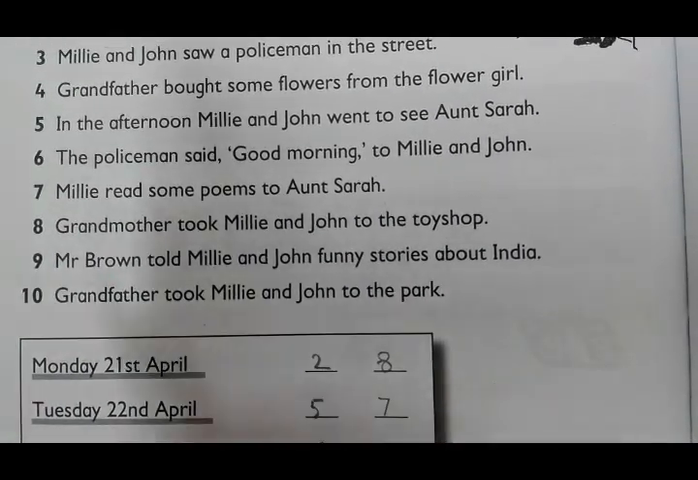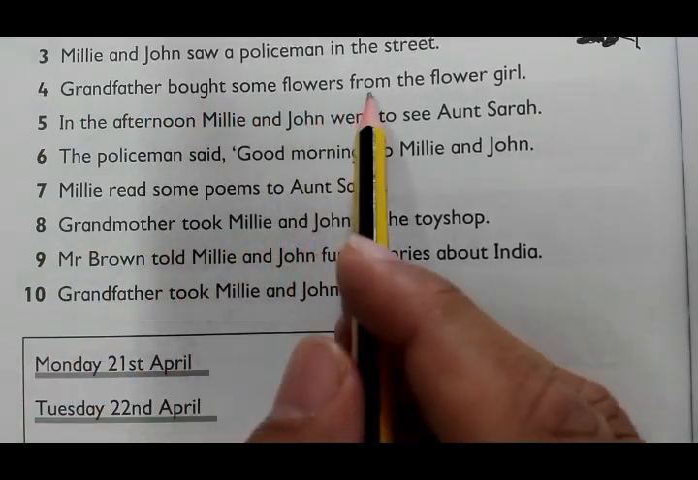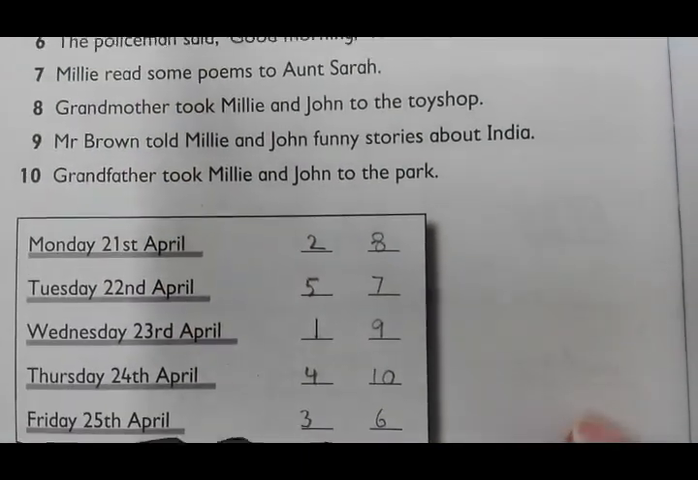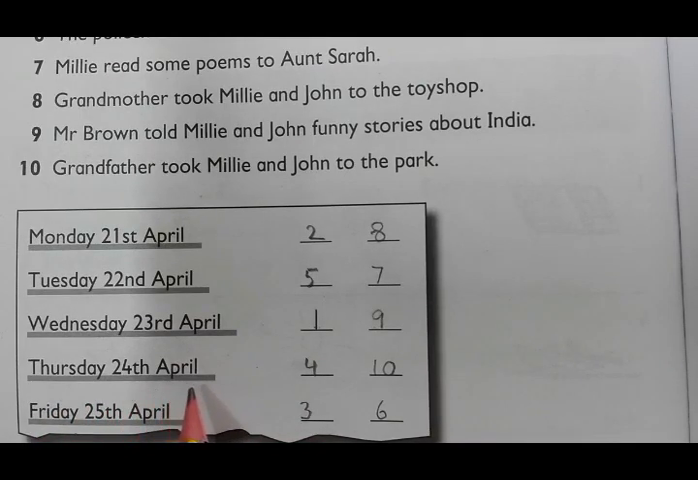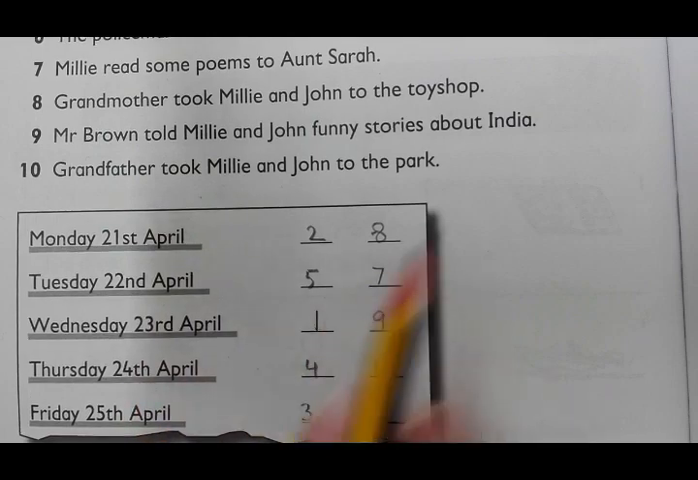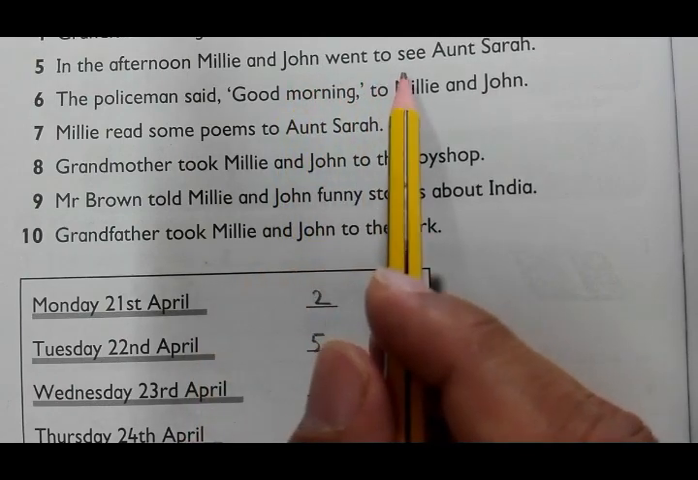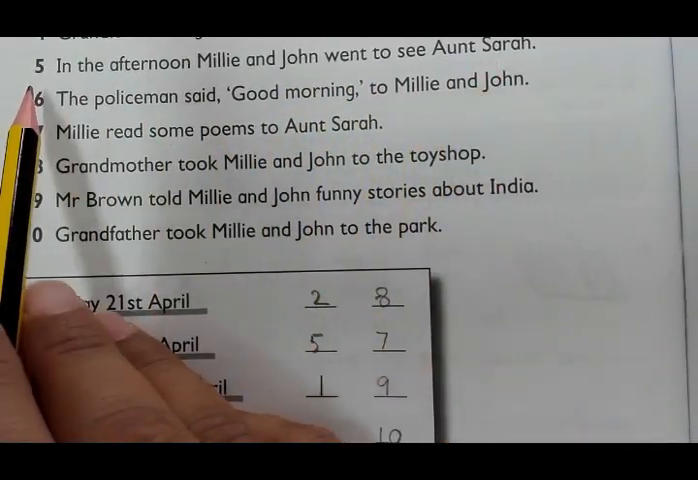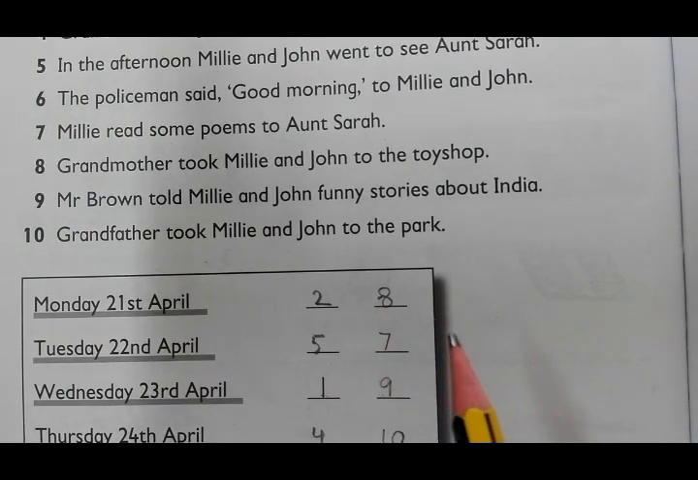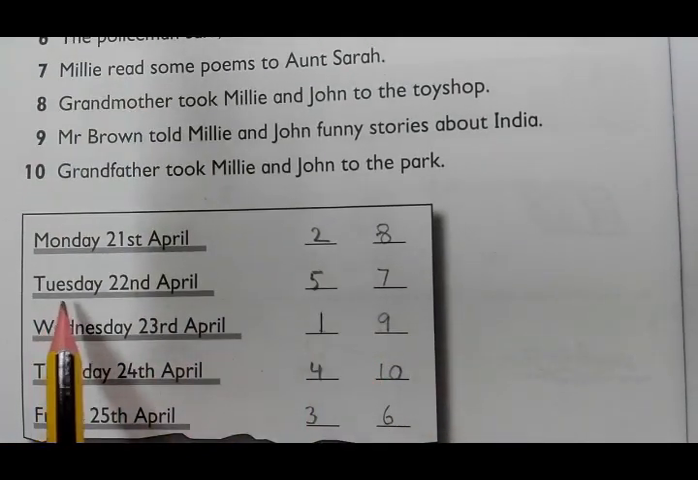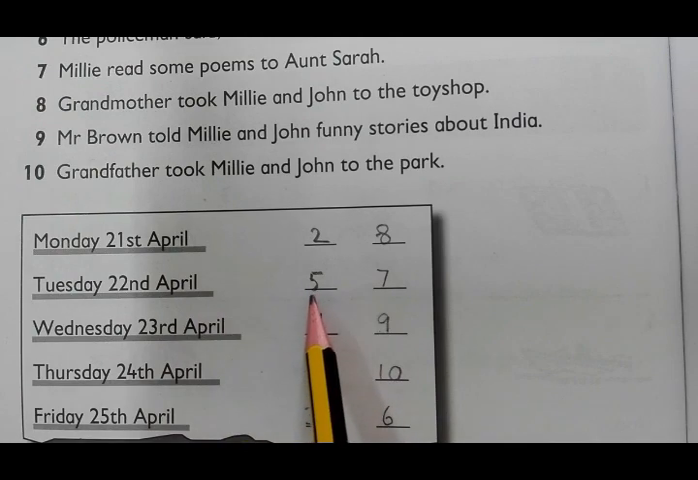Now number 4. Grandmother bought some flowers from the flower girl. This is number 4 and it happened on Thursday 24th April. If you look at the book, page number 115, you will find it there. Now number 5. In the afternoon, Millie and John went to see Aunt Sarah. This is on page number 114 of the language book. So it happened on Tuesday 22nd April. So you will write here 5.